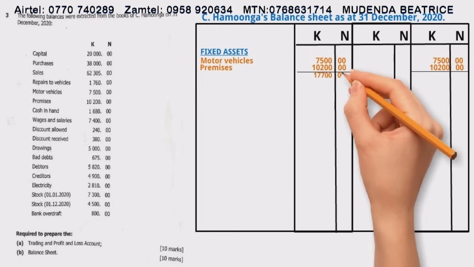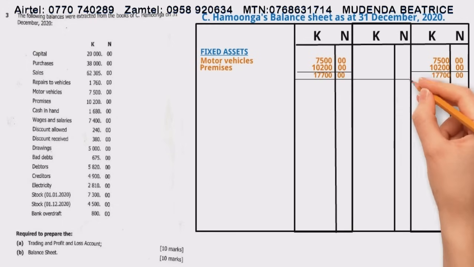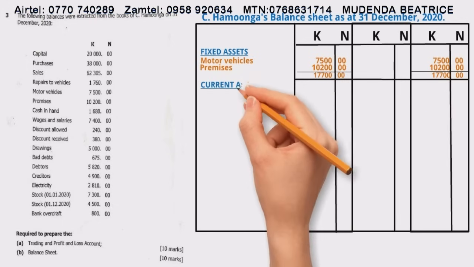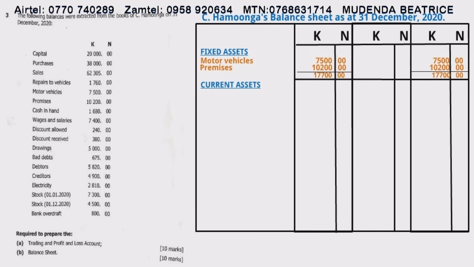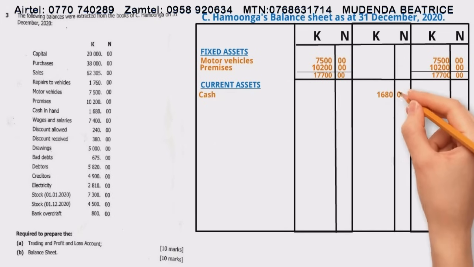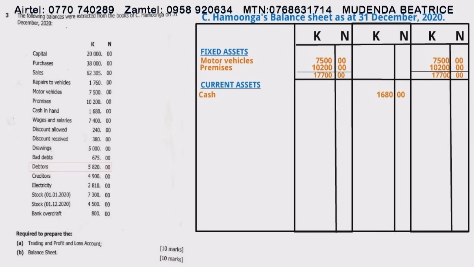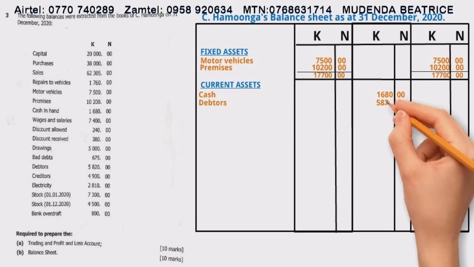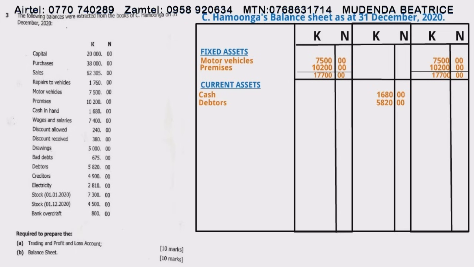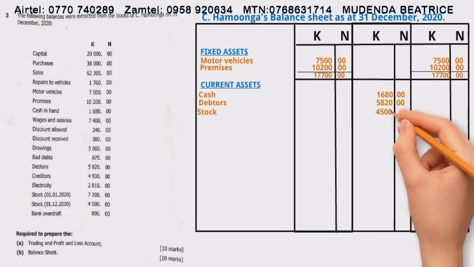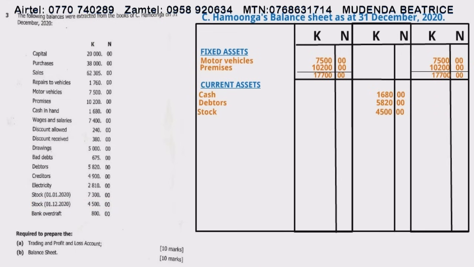We can come to current assets. We have cash, which is 1,680 kwacha, and the other current assets we have are debtors, which is 5,820 kwacha. Then we also have stock, that is closing stock, which is 4,500, so we write 4,500 there.